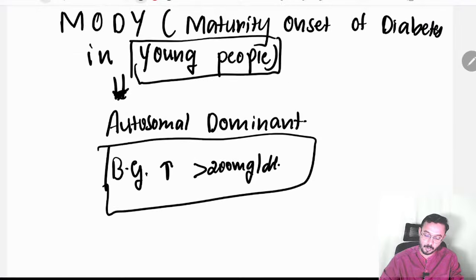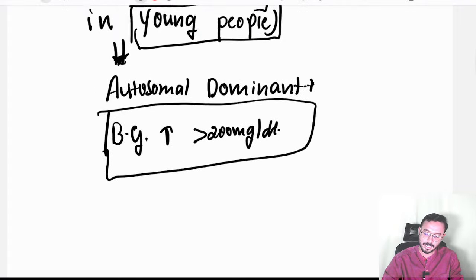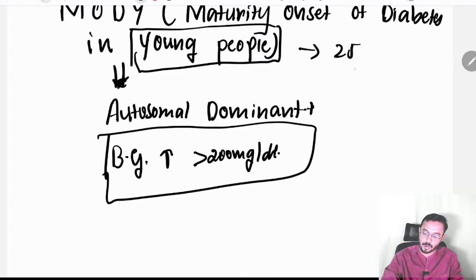So this is known as MODY, maturity onset diabetes of the young. This is an autosomal dominant pattern, so it is inherited from the grandparents and fathers. It is young onset, like at 25, and you can see it in 35-year-old people also.